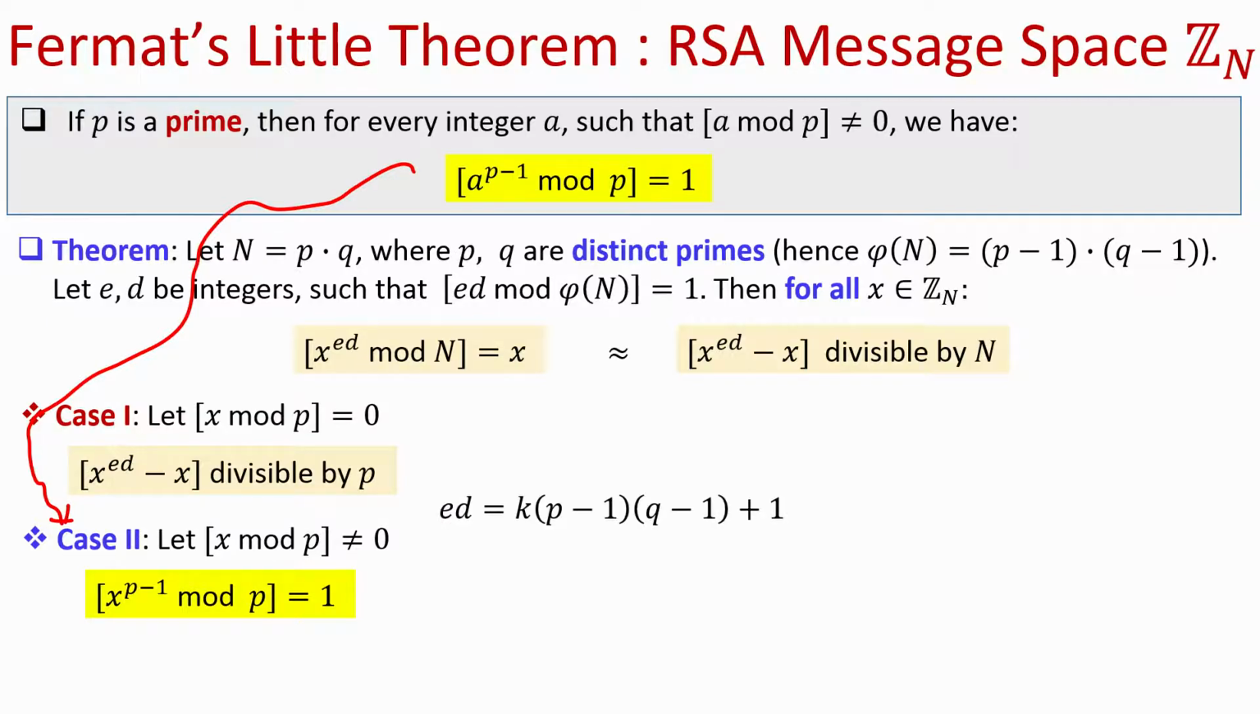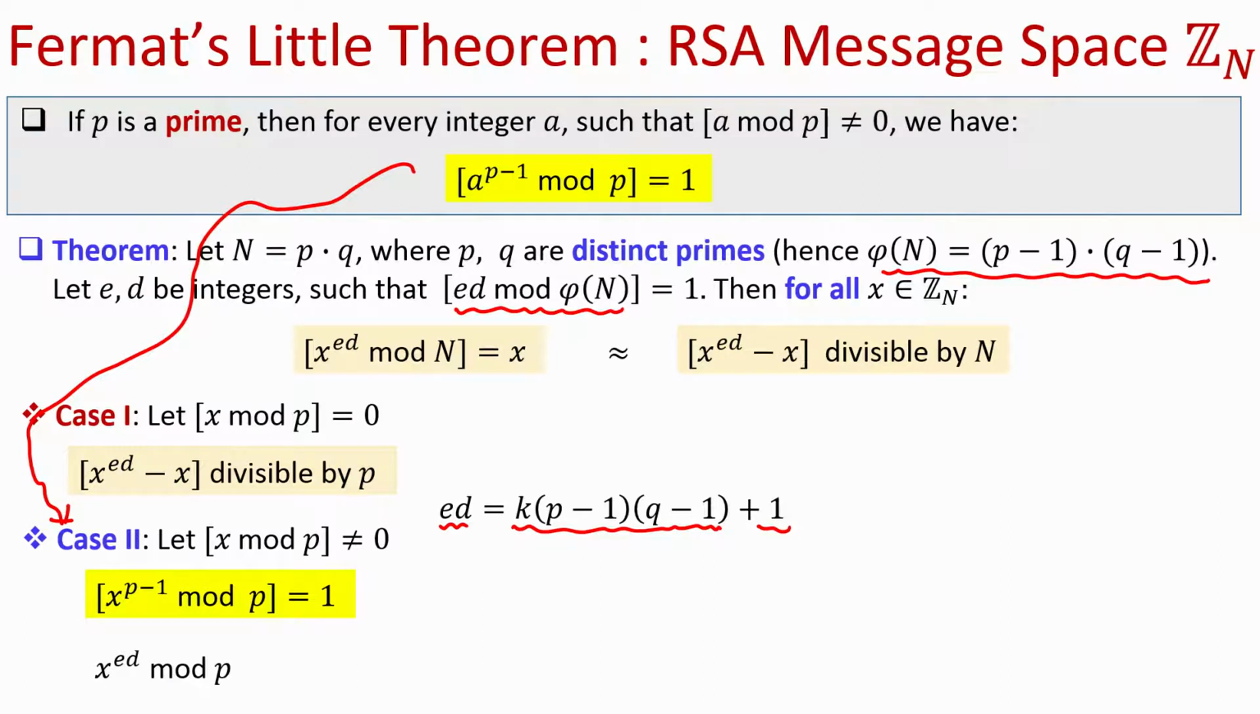And now, I am going to use the fact that ed modulo phi of n is 1, right. Remember, my ed modulo phi of n is 1, and also my phi of n is the product of p minus 1 and q minus 1. That means, I can rewrite my e times d as some multiple of p minus 1 times q minus 1, namely k times p minus 1 times q minus 1 plus 1. Plus 1, because ed gives the remainder 1 on division by phi of n.